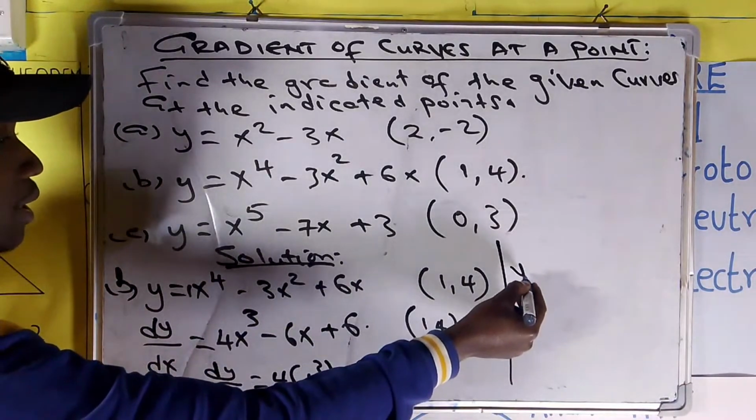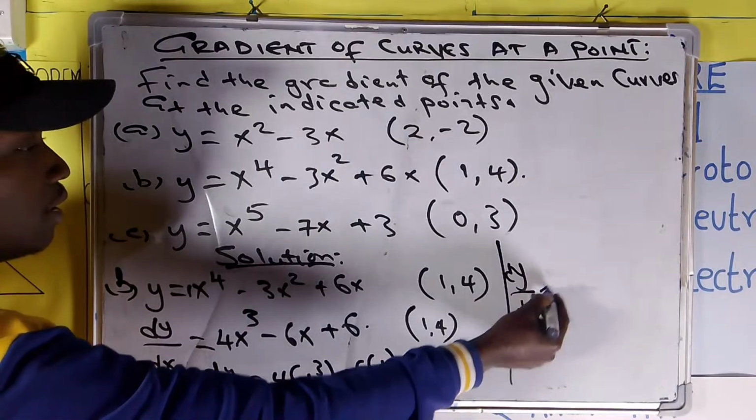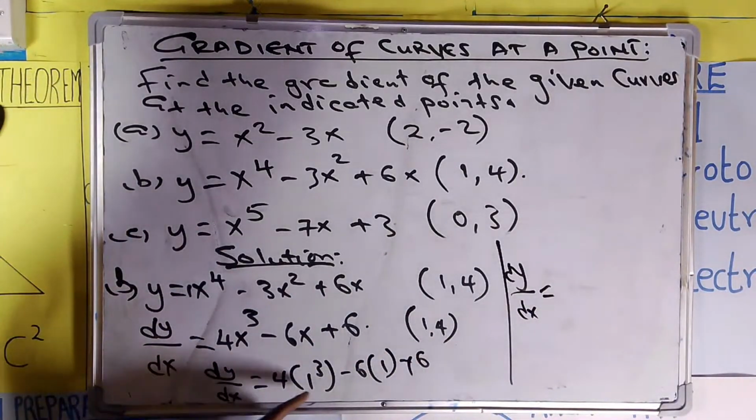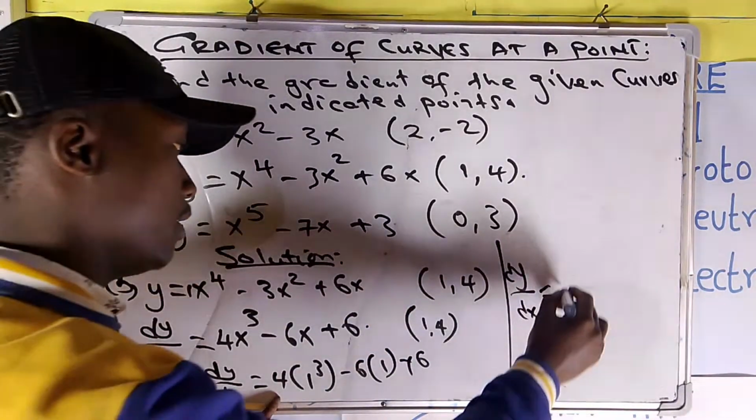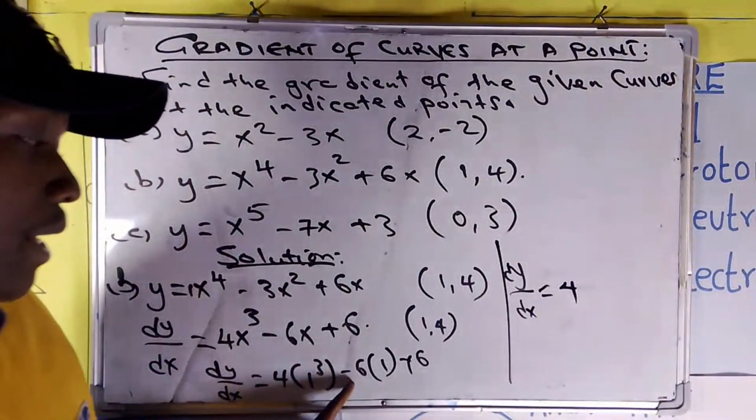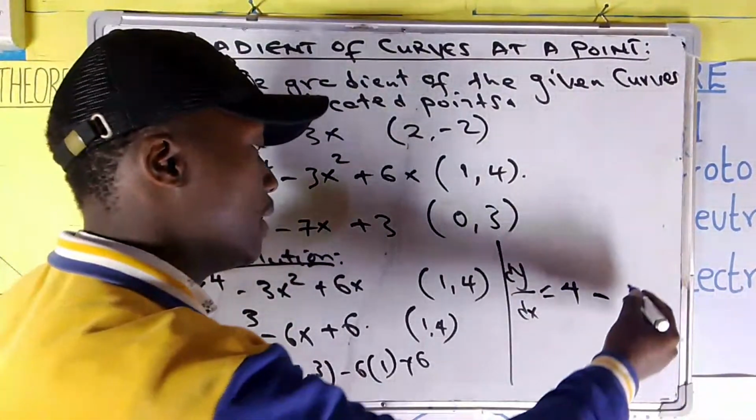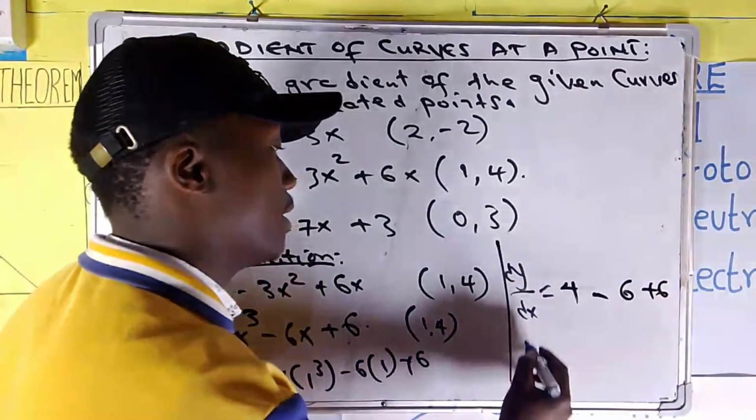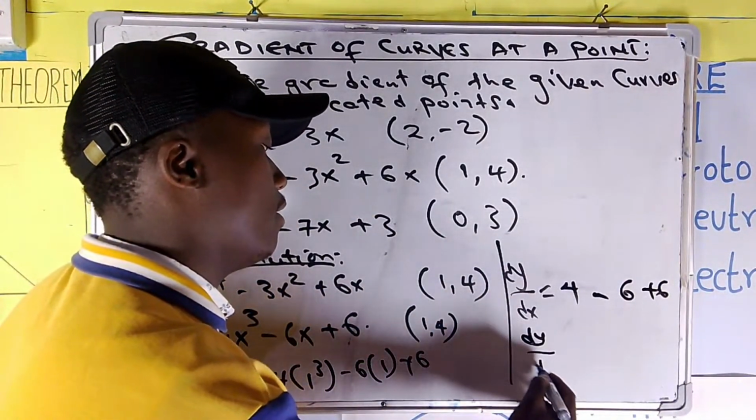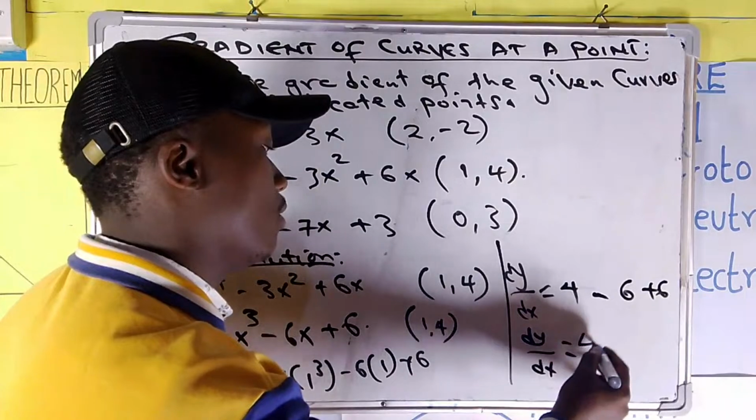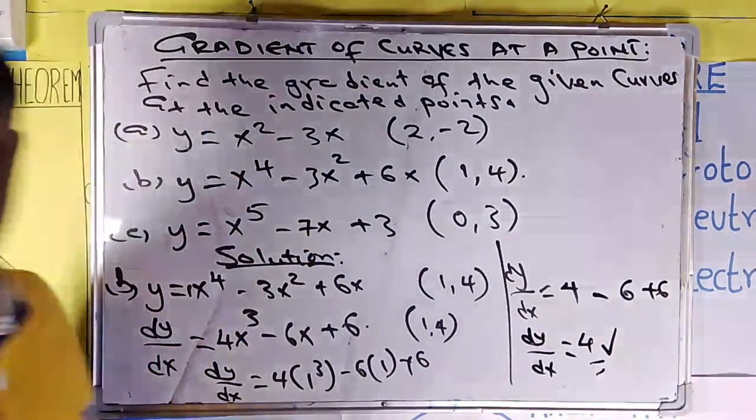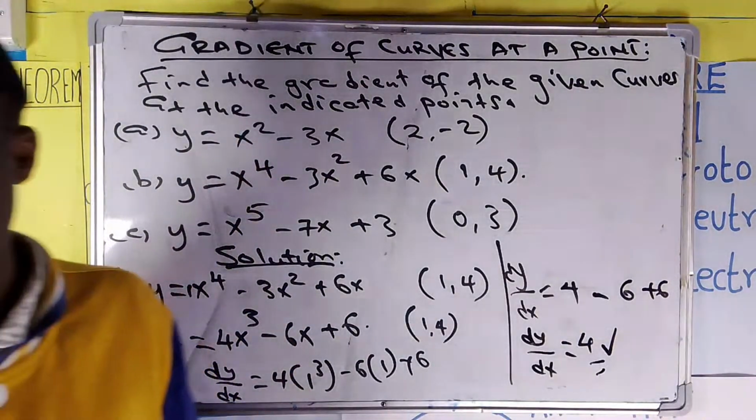And we will get our dy over dx as 1 cubic is 1 times 4 is 4, minus 6 times 1 is 6, plus 6. And we will get our dy over dx is equal to 4. Our dy over dx will be equal to 4.